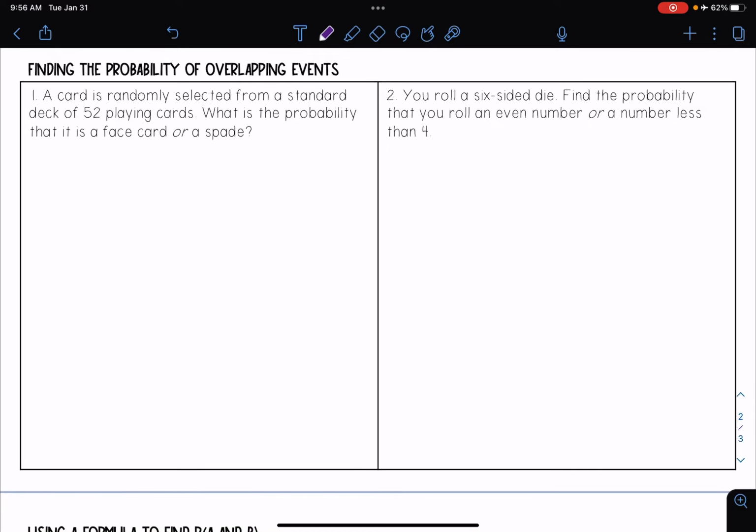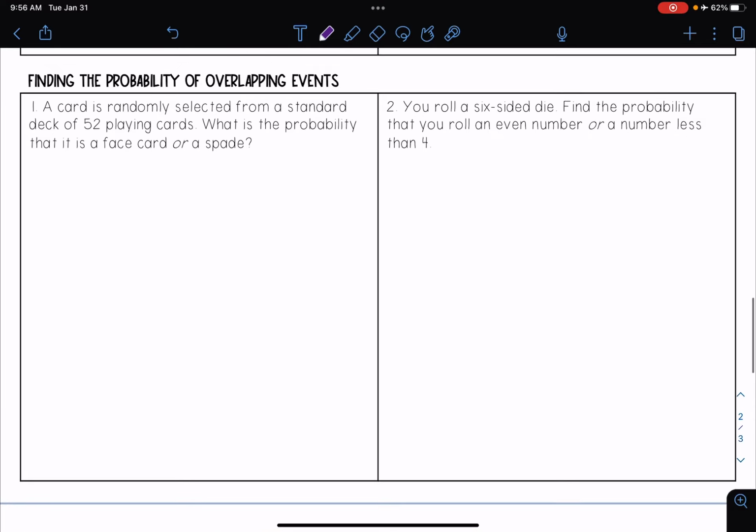In this video, we're looking at finding the probability of overlapping events. So remember from our previous video that this is going to equal the probability of A plus the probability of B minus the probability of A and B. In other words, that intersection where both events A and B occur.